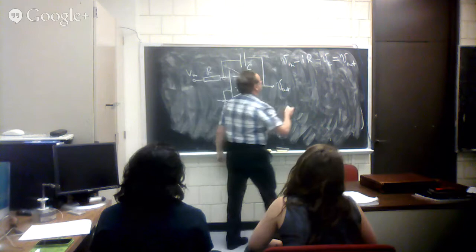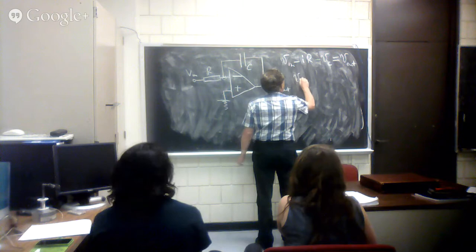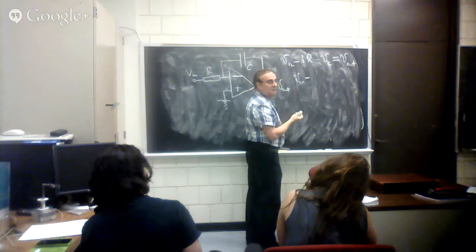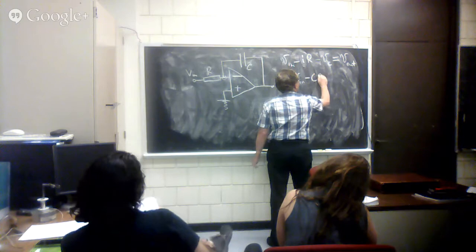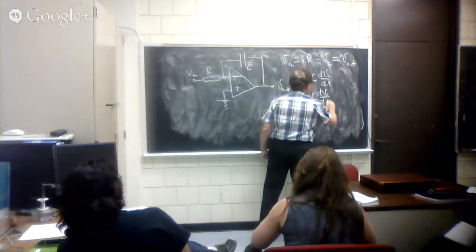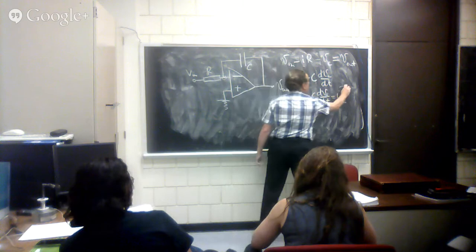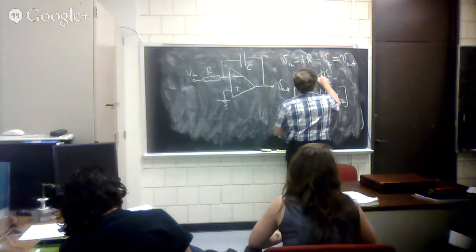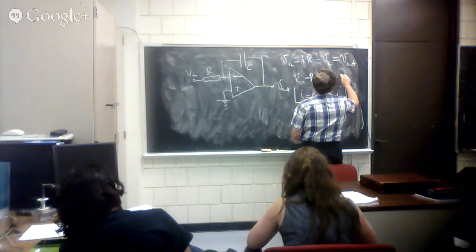Now, V in minus. This is the same as the current through the capacitor. So you will agree that this is minus C dVc dt, isn't it? Right? IC equals C dVc dt, an equal current through the resistor, right? And minus R. Sorry, RC, absolutely right. RC dVc dt minus, oh boy.